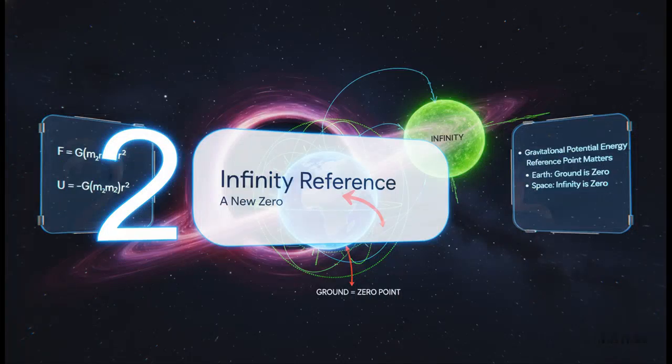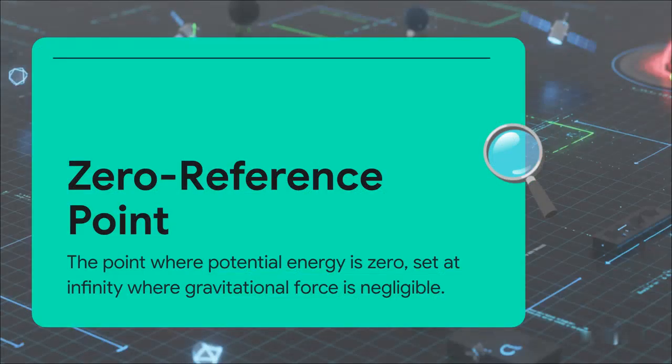So to build a formula that works everywhere, we need a new starting line, a new zero point. Here on Earth, it's easy. We can just say the ground has zero potential energy. But out in the vast emptiness of space, where is the ground? What do we set as our zero? Well, physicists came up with a really clever solution. They define the zero reference point as being at infinity. Now, don't get hung up on that word. It's not a real place, it's just a concept, a point so incredibly far away from a planet like Earth that its gravitational pull essentially drops to zero. This gives us a universal, consistent starting point for all our calculations, no matter where we are in the universe.